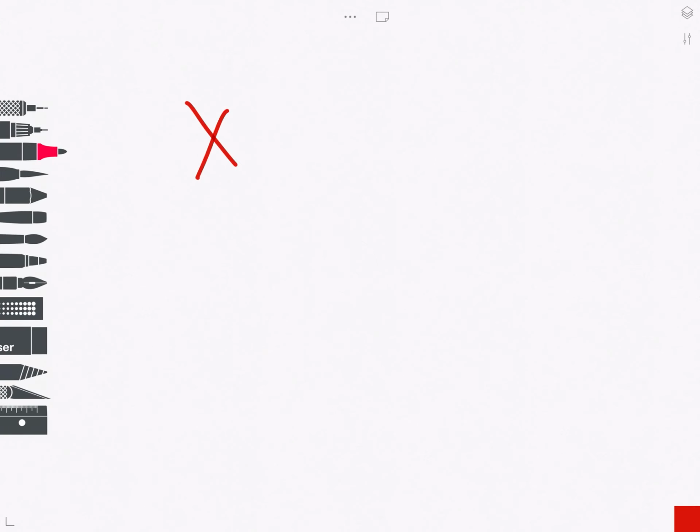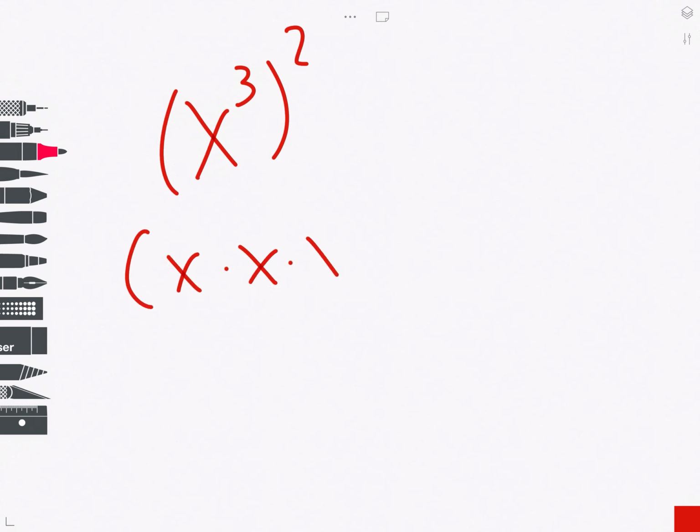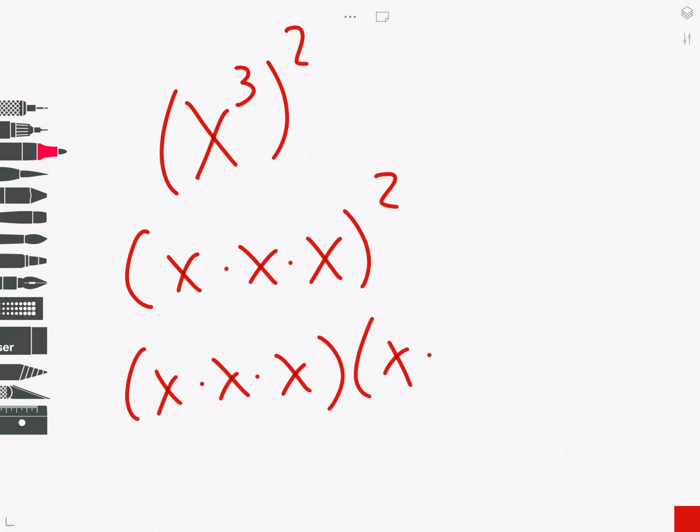What do you do if you have an exponent to an exponent, which is where I got in trouble on the last one. If you had x cubed squared, first off, think of what x cubed means, which is x times x times x. Squared means take whatever that is times itself, so it would be x times x times x times x times x times x. And looks like I have 1, 2, 3, 4, 5, 6 x's. So x to the sixth.